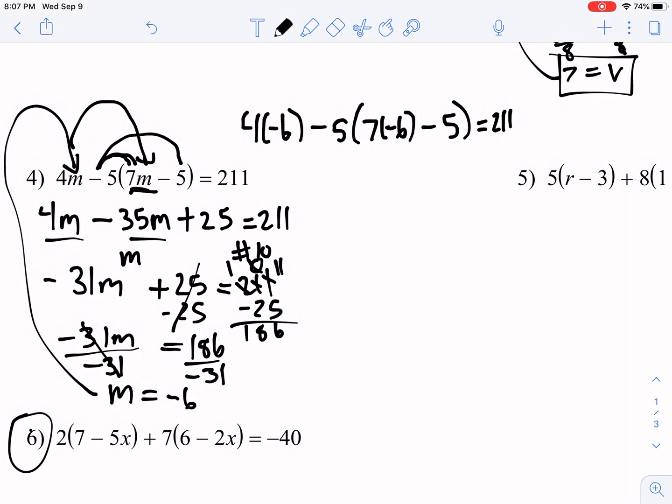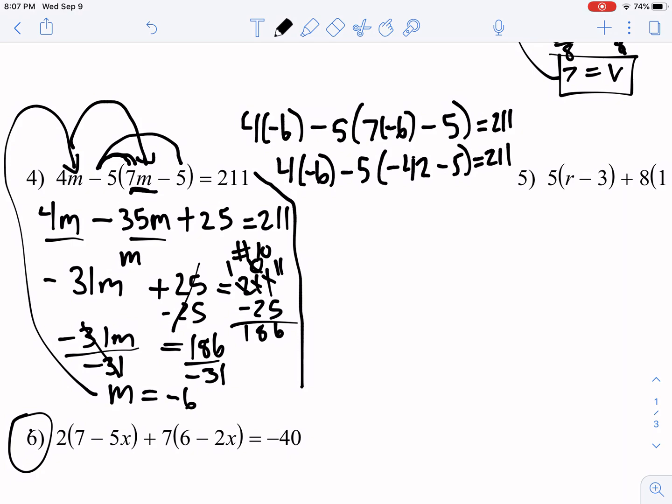Okay, so order of operations, take care of what's in the parentheses first. Notice I have 7 times a negative 6. A positive times a negative makes a negative, and 7 times 6 is 42. So I'm going to just do this one step at a time here. We have 4 times the negative 6 minus 5 times negative 42... minus 5 equals 211. Still taking care of the parentheses. What's negative 42 minus 5? Well, same sign, add and keep. 42 plus 5 is 47, and keep the sign, which is negative. So this guy stays the same, and now I have negative 47.